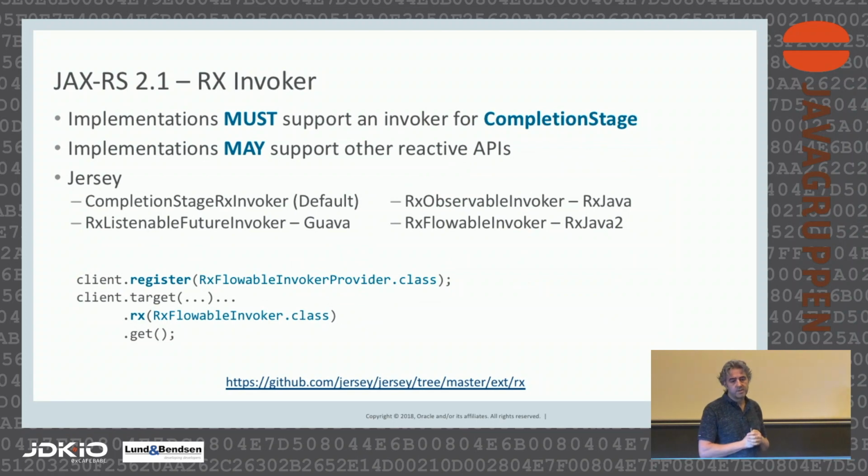Now, we also acknowledge that there are on the market other reactive APIs than just the CompletionStage API of Java EE 8. So the JAX-RS 2.1 specification has been designed in a way to let other APIs be used. It's up to the JAX-RS implementer to decide if they want to add support for something else. In the case of Jersey, which is the JAX-RS reference implementation, and now we should call it Eclipse Jersey, we obviously support the CompletionStage API. That's mandatory per the spec. But we also support RxJava, RxJava 2, and Guava ListenableFuture. So that basically gives you more choice.